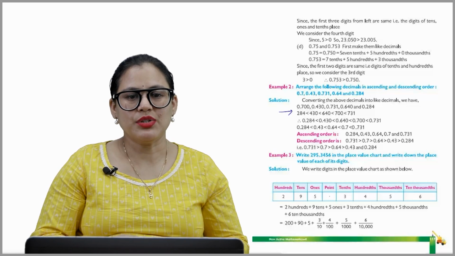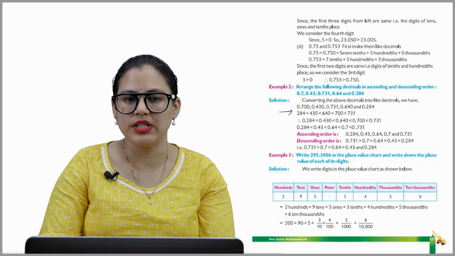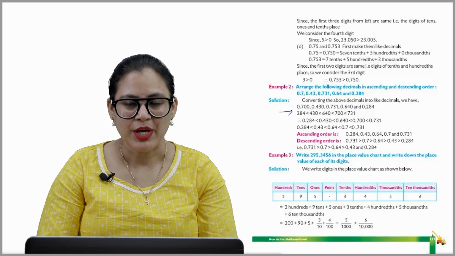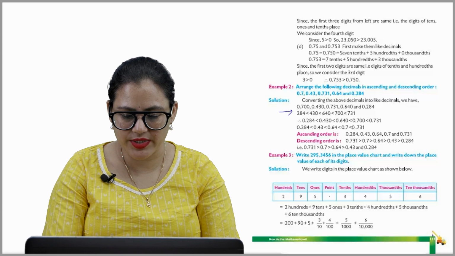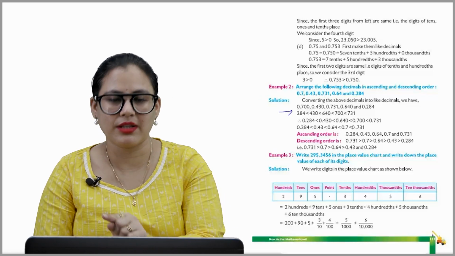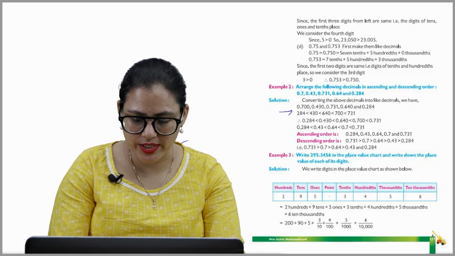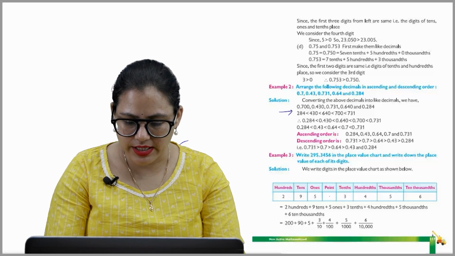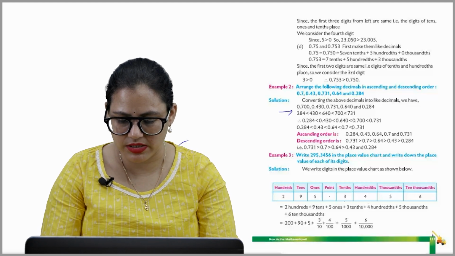Okay. Example 3, write 295.3456 in the place value chart and write down the place value of each of its digits. So, let's write these digits in the place value chart. See, you will write hundreds, tens, ones, then there will be a point, then tenths, hundredths, thousandths and ten-thousandths. So, we have whole number 295. 2 is at hundreds place, 9 is at tens place, 5 is at ones place, then point. Then at tenths place there is a 3, at hundredths place it's 4, then thousandths place 5, then ten-thousandths place 6.